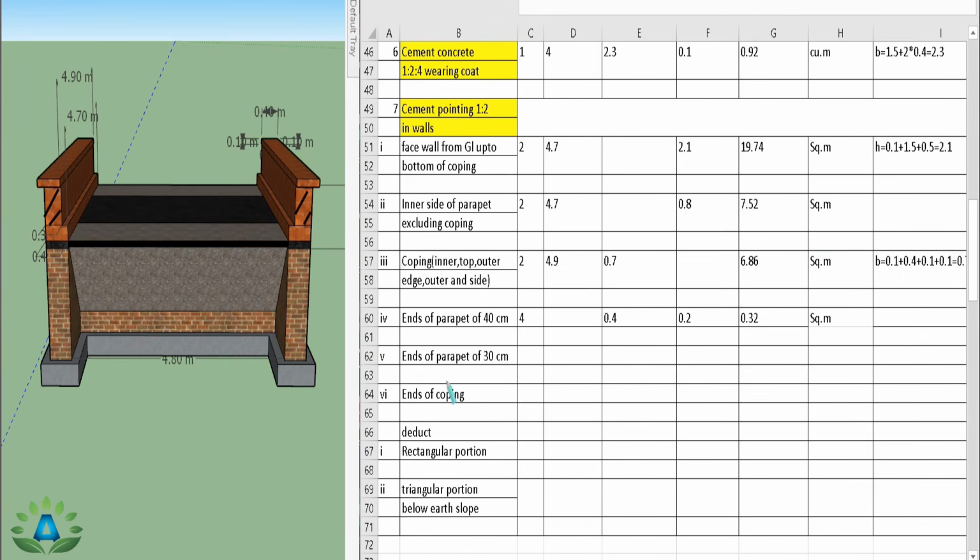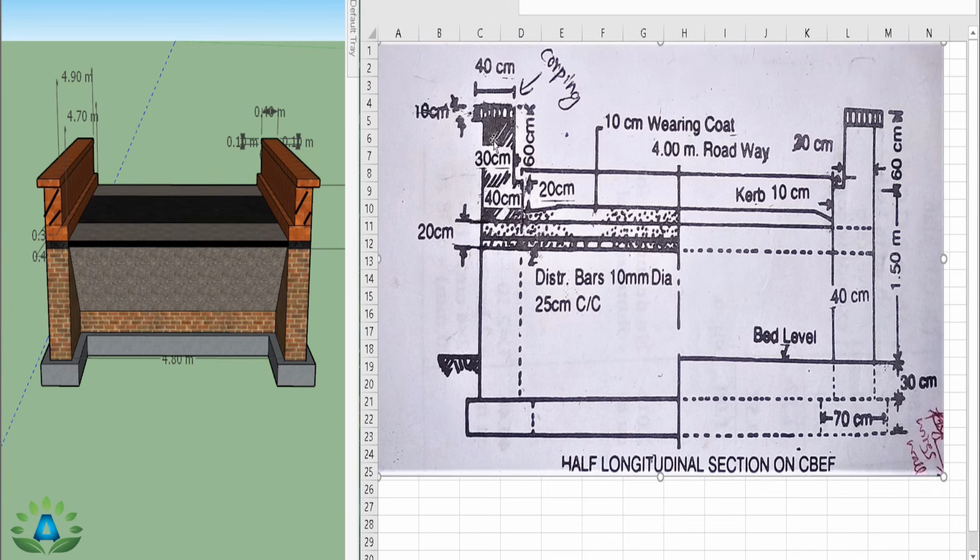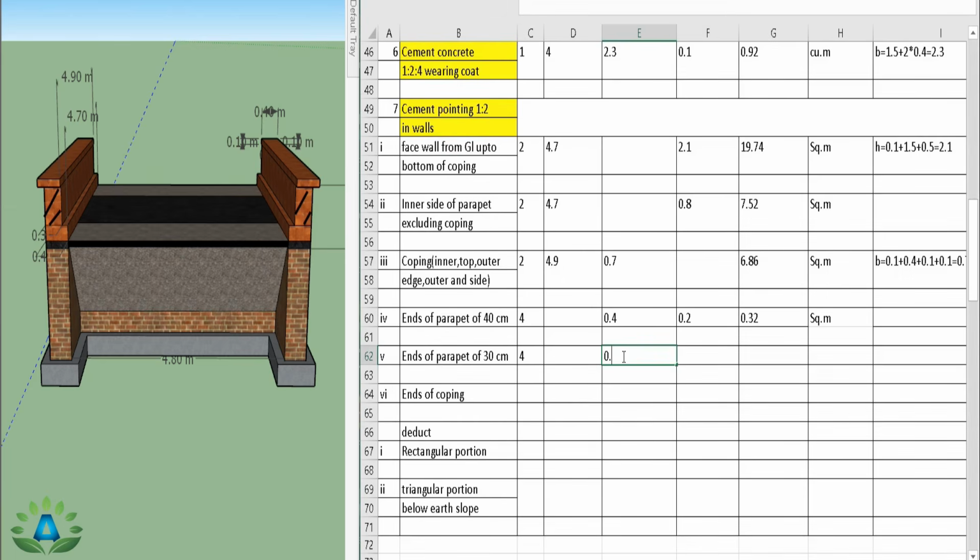Now we are going to do these ends of parapets of 30 centimeter, that means this portion, and the back side 2 portions. So we have the number 4 and we have the width of 30 centimeter up to the height of 50 centimeter, that is, this coping is not needed. So 60 centimeter minus 10 centimeter coping, so that height is 50 centimeter, width is 0.3 and height is 0.5. So our total quantity is 0.6, unit is meter square.